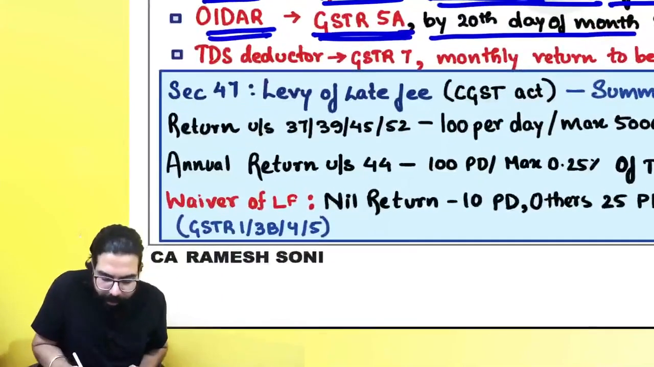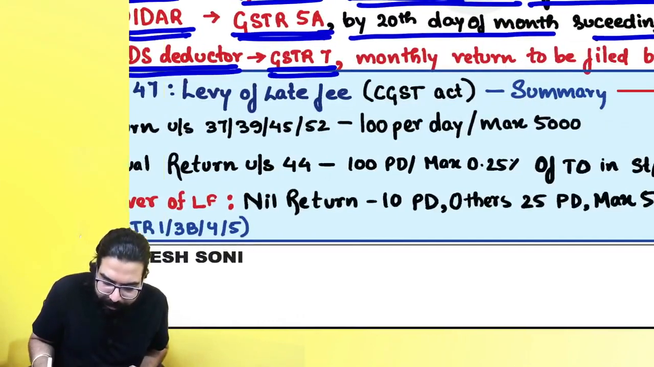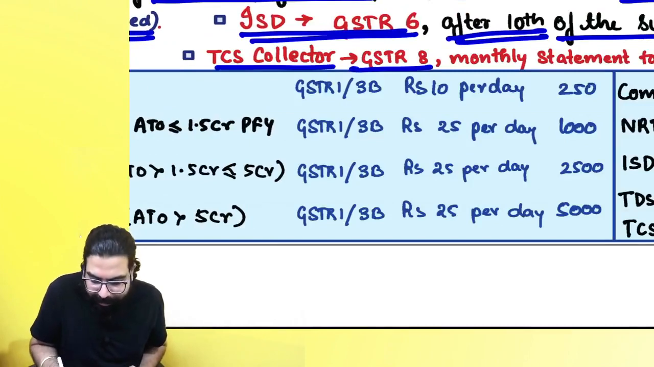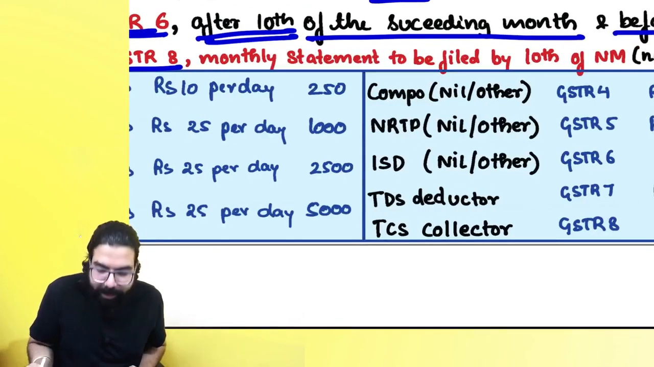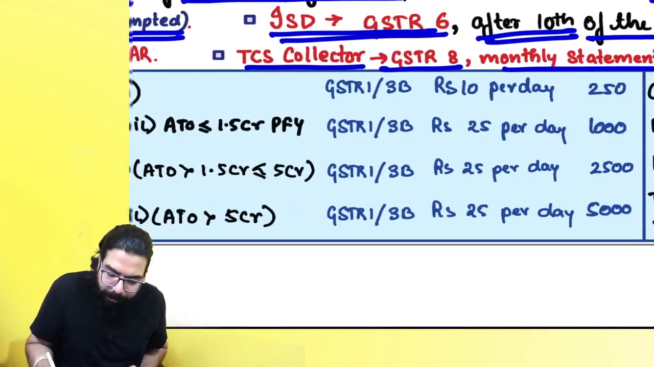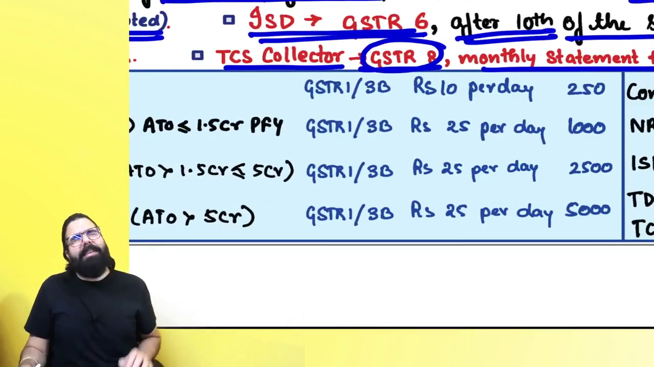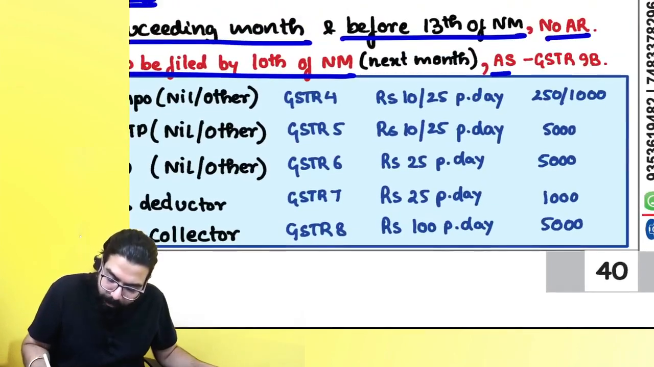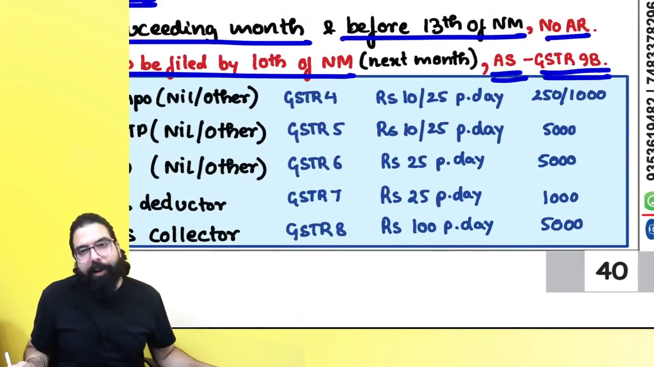Then sir, TDS deductor, GSTR 7, monthly to be filed by 10th of the next month. Okay, TCS collector, GSTR 8, monthly to be filed by 10th of the next month. Remember, this is a monthly statement, this is not a monthly return. Okay, sir, and the annual statement for them is GSTR 9B.